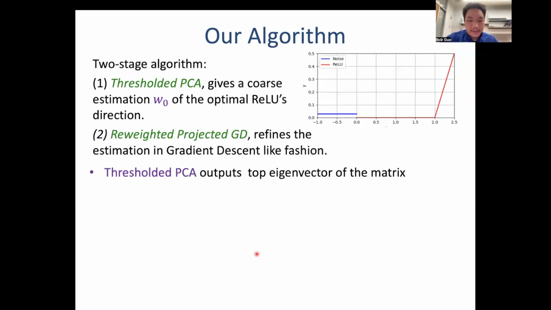Thresholded PCA produces the top eigenvector of the following matrix. This is just the normal covariance of X, but with the indicator that Y is at least some constant, 1 over B, away from the X-axis.